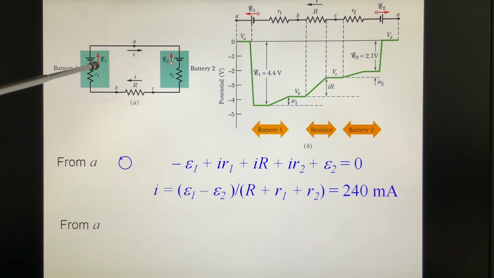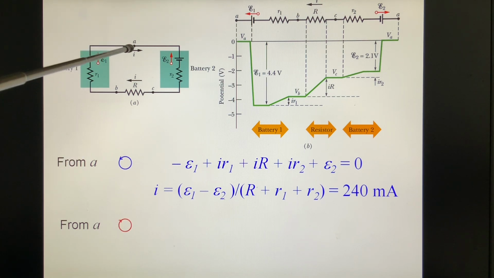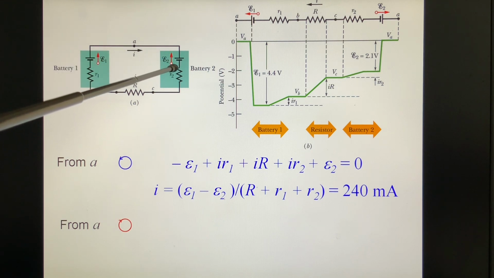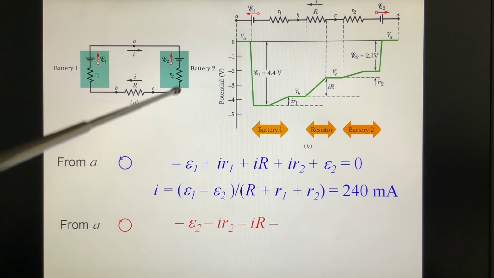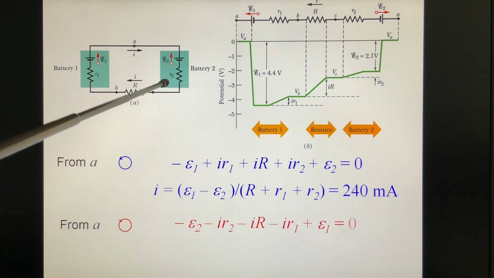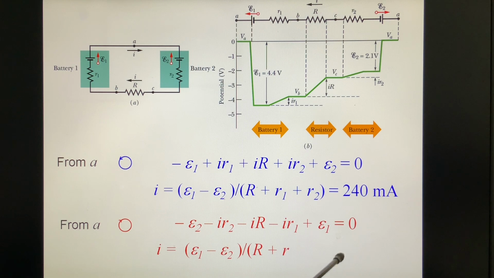Also, we can do it a different way. Okay, we go clockwise. At a, clockwise, this is minus epsilon 2. Along this one, minus I R2, minus I big R, minus I R1, and plus epsilon 1. And so you go this way, you get I the same as the previous, because you assume the same direction of current.